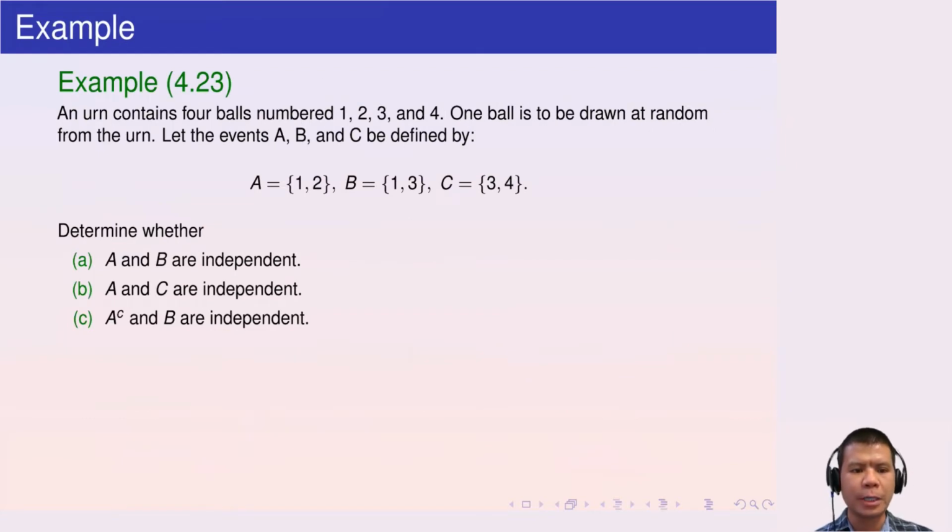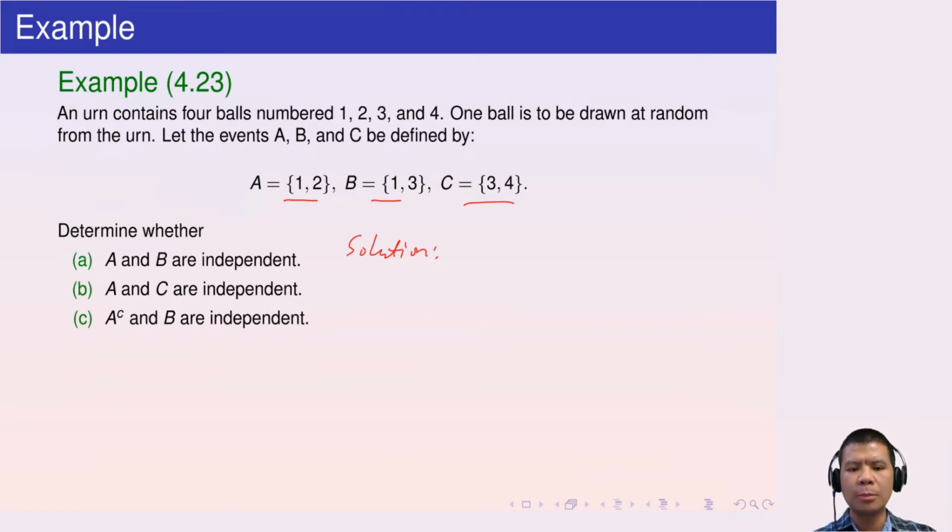Let's consider this example. An urn contains 4 balls numbered 1, 2, 3, and 4. One ball is to be drawn at random from the urn. Let A, B, and C be defined as follows. Now we want to determine whether the following pairs are independent. So let's solve this example.